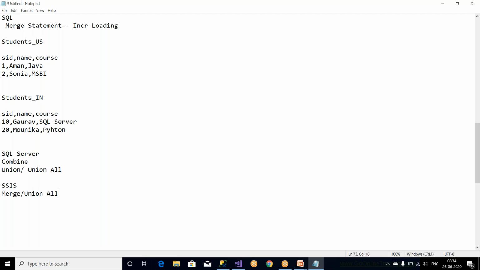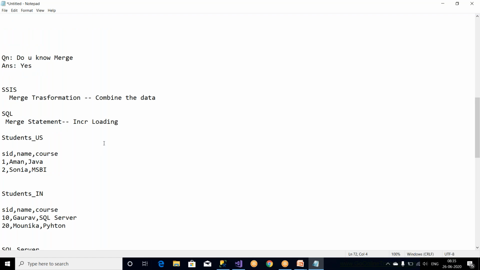Clear? Both of them can be used. In SQL Server, we have union and union all. Here we have merge and union all transformation. This is to combine the data. For combining, the number of columns should match and the corresponding column data types should match. If it is an integer, this is an integer. If it is a varchar, this should be varchar. If this is date and time, this is date and time. Clear? So SQL Server uses this and SSIS uses this.